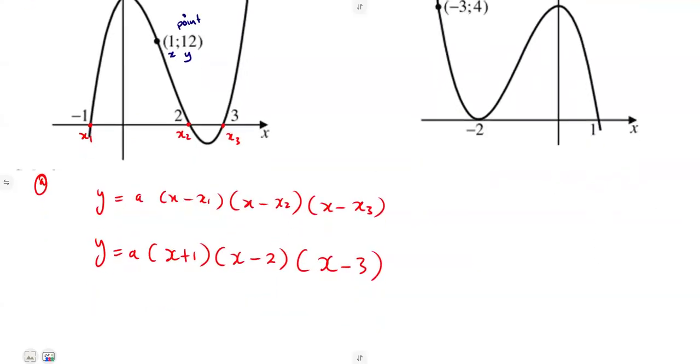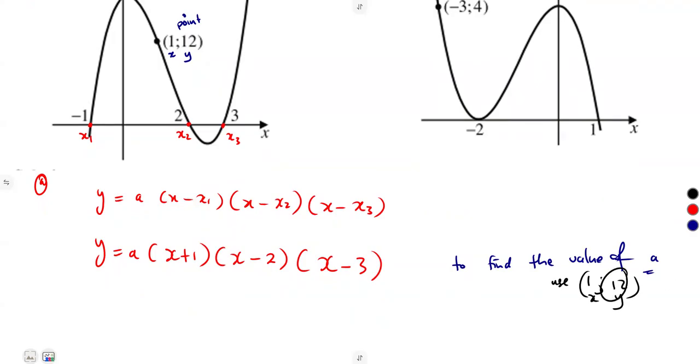Substitute that point to find the value of A. We are going to use any point, so use (1, 12), the point that is given, which represents our x and y. So x is 1, y is 12.